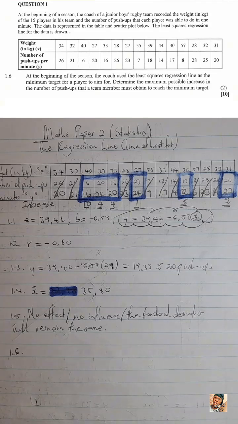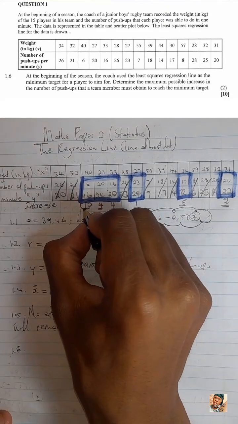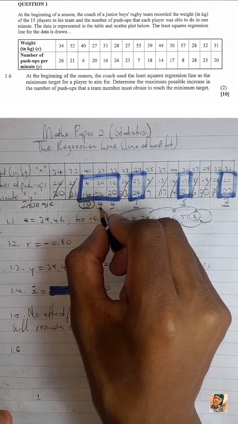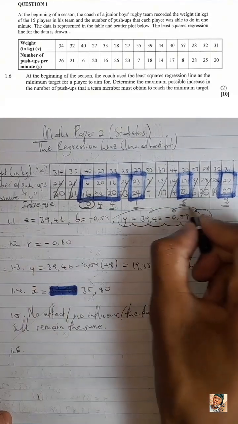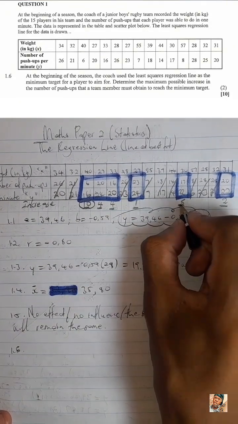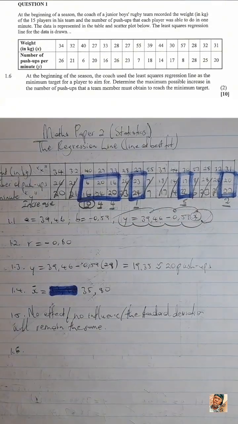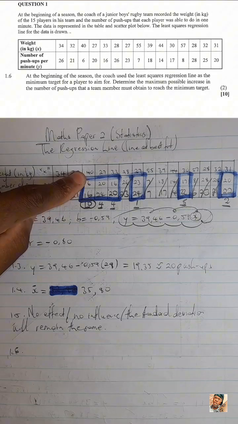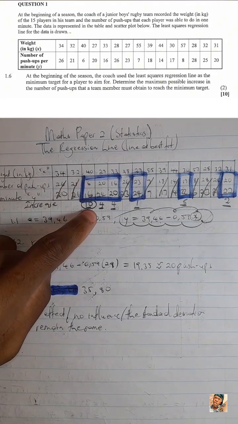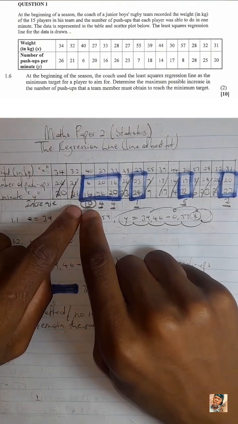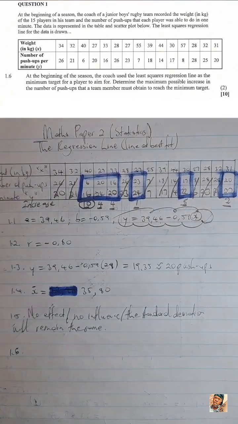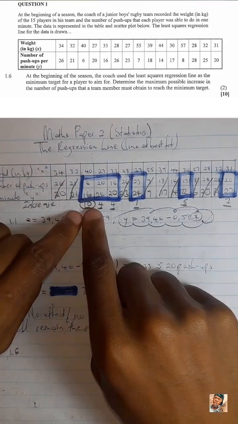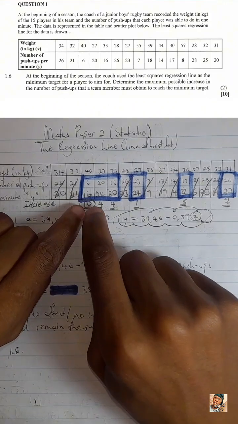So the possible maximum is 10. This one is expected to increase by 4, this one by 4, this one by 5, this one by 1, this one by 5, and this one by 2. But the one that needs to increase by the maximum possible value is the one that was weighing 40 kilograms, because it needs to increase by 10. So that is the maximum. The possible maximum increase is 10.